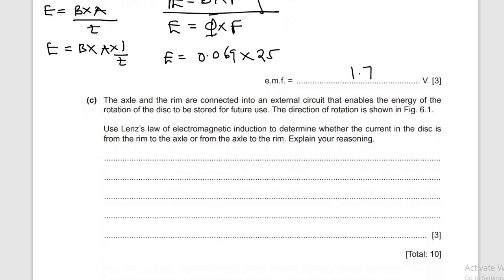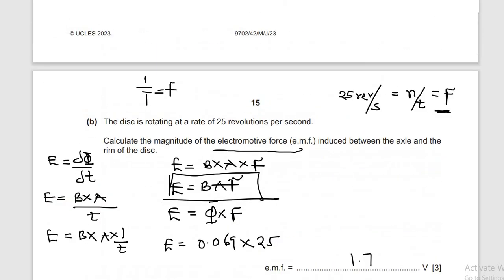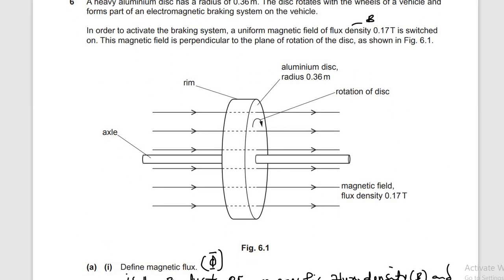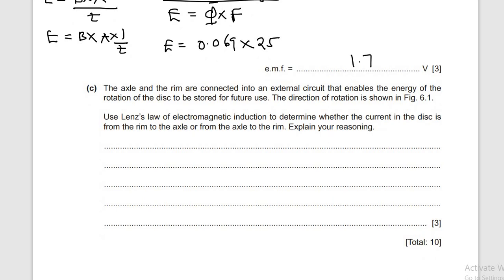And the next question. The axle and the rim are connected to an external circuit. Let me check it. This axle and the rim are connected to an external circuit. That enables the energy of the rotation of the disc to be stored for future use. The direction of rotation is shown in Figure 6.1.